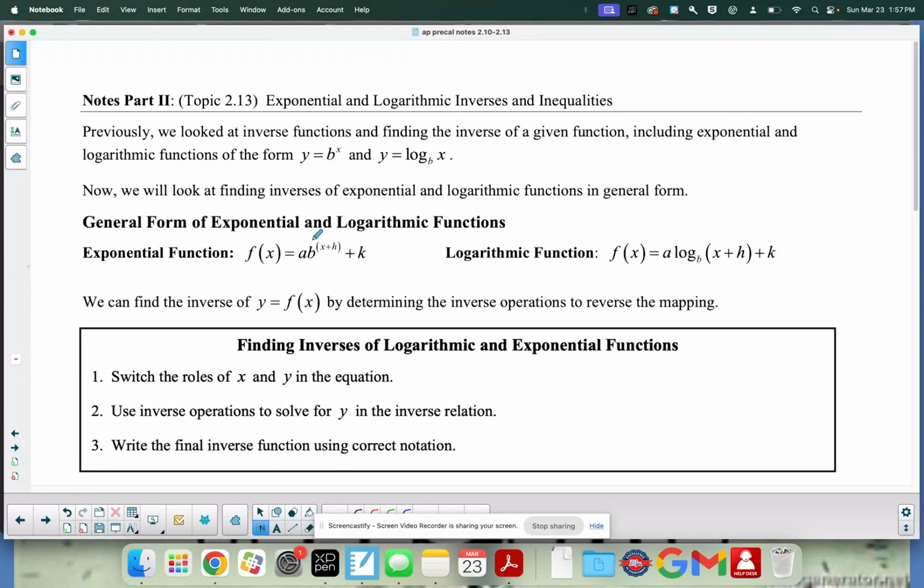Okay, so we already know what the basic form of an exponential function looks like. It's got your a, which is your dilate and your reflect. B is your base. It's got your horizontal and your vertical translations. Same thing with a log. A does the same thing. It reflects, it dilates, log base B. And then you have your H that's in the parentheses and your K that's outside.